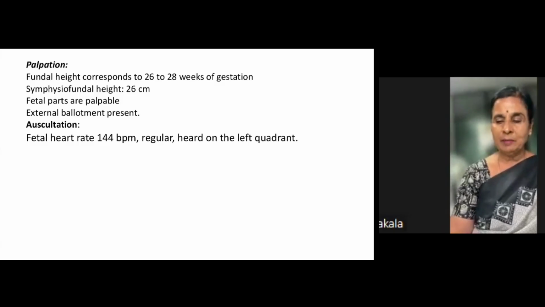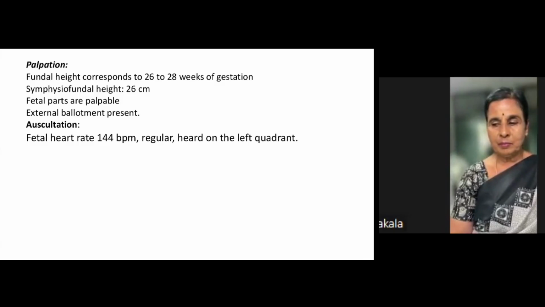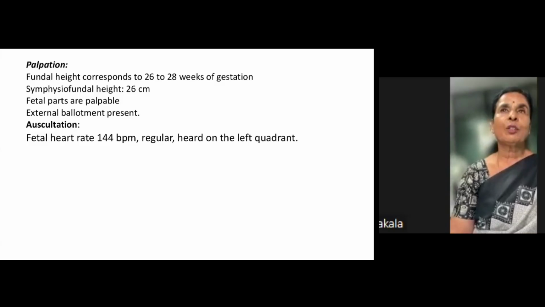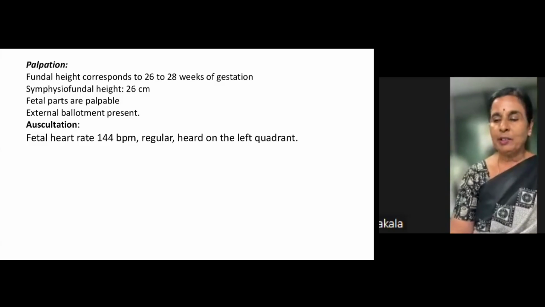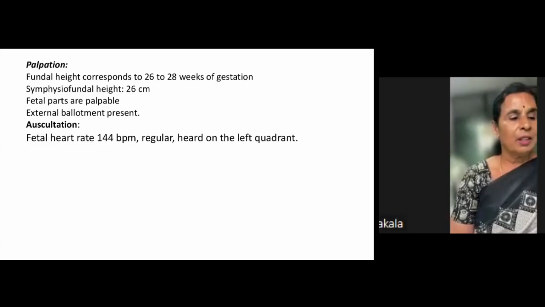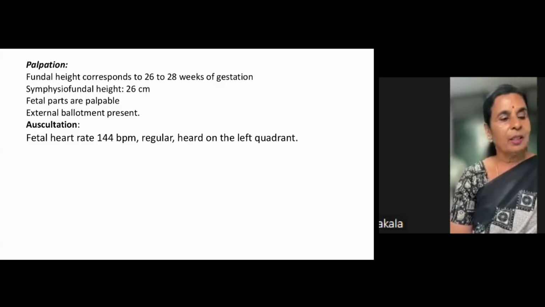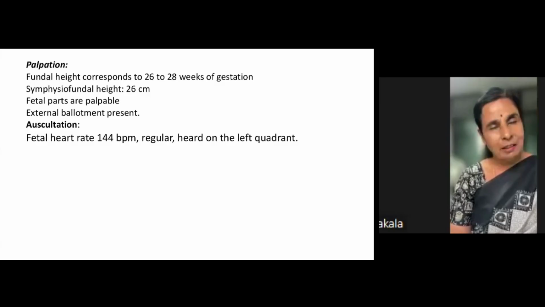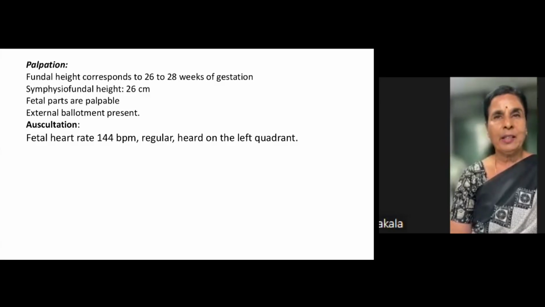Where is it irregular? In cases of congenital heart disease, you do get the fetal heart to be irregular. It's very good that you commented 144 beats per minute and regular. Very rarely, it can be irregular in case of arrhythmias or a congenital heart disease.